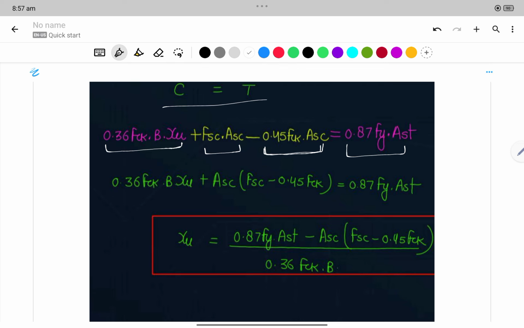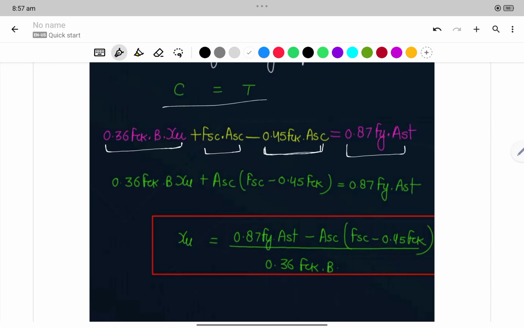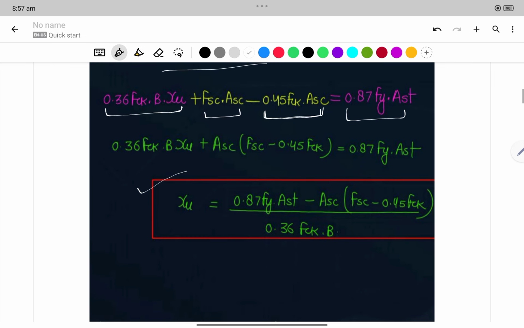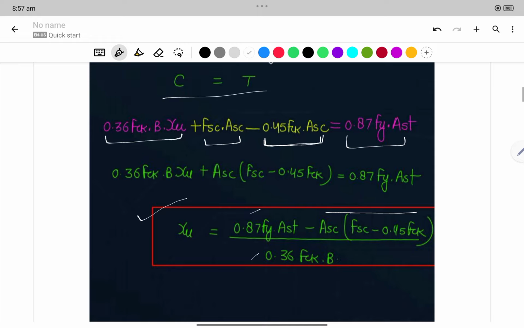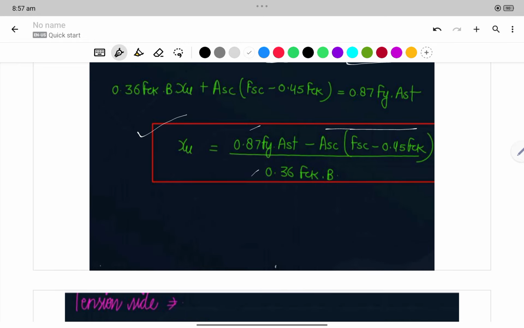So by calculating it, we get this formula: XU is equal to 0.87 FY AST, which was there previously, the addition is minus ASC bracket FSC minus 0.45 FCK, divided by 0.36 FCK B. This part and this part are the same, so the new addition is this part. This is the XU formula, the derivation formula for the depth of the neutral axis.